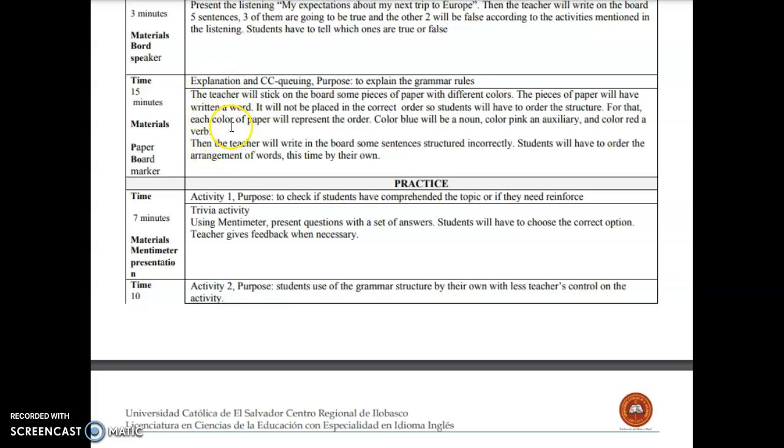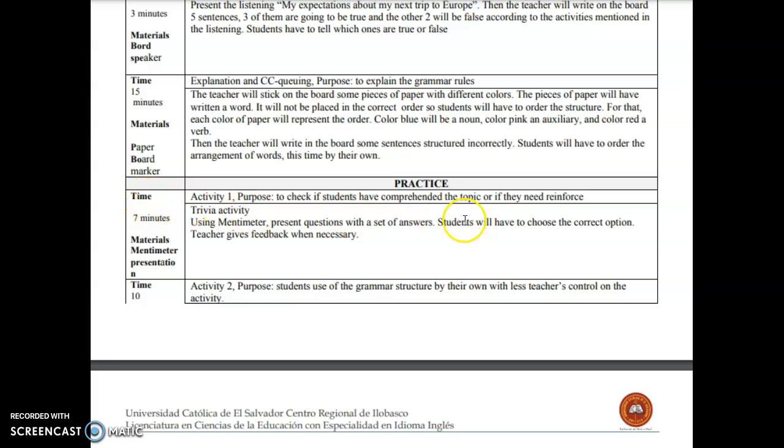And then for me to know if they have understood the correct order or the explanation of the topic, I will write on the board some sentences structured incorrectly. Students will have to order the arrangement of words, but this time they're going to do it on their own. So I will realize if they have understood the arrangement of words they need to use when writing future tenses, or if they need reinforcement.